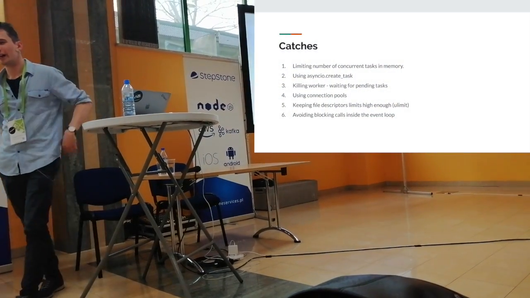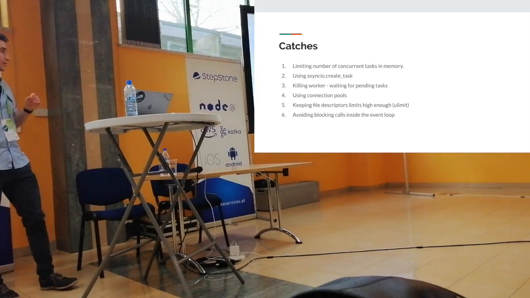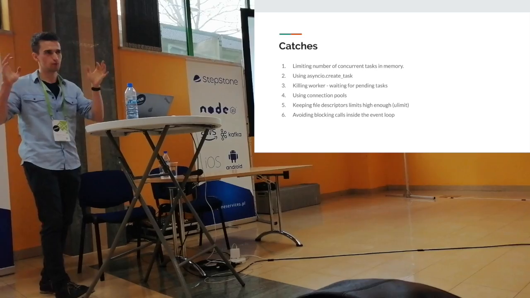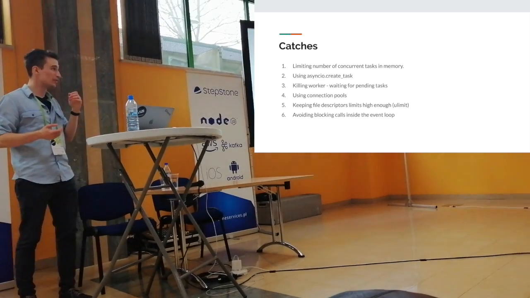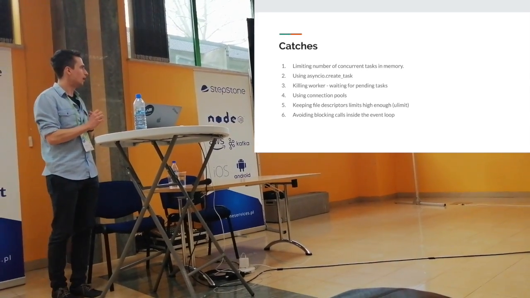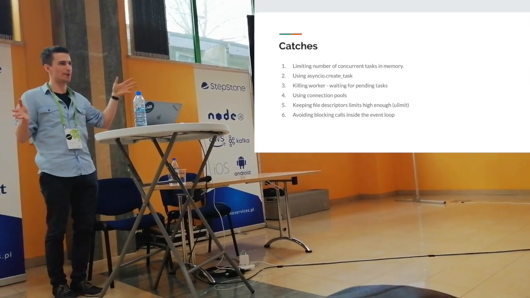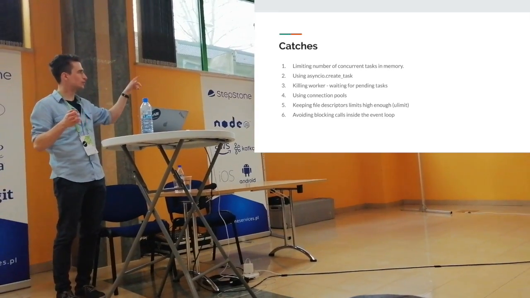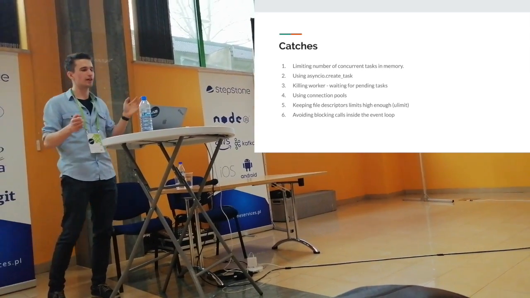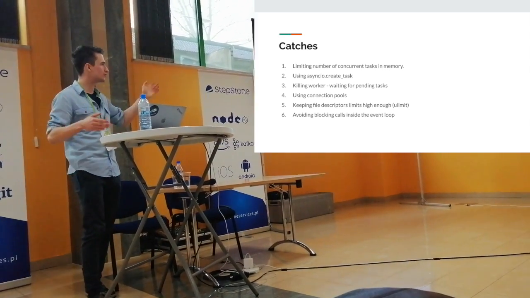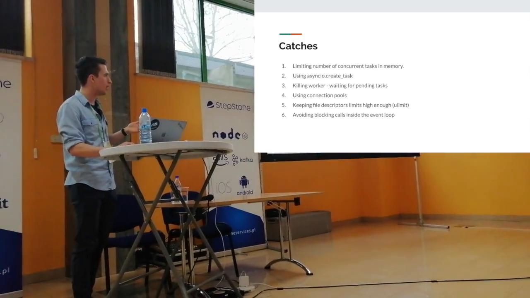Because there are some catches. The code looks nice, but I've already mentioned some of them. You need to keep several things in mind if you're doing asynchronous work. Maybe you're not writing the worker, but you have asynchronous code in your job on a daily basis. For example, you need to limit the number of tasks in memory. I've already mentioned that, because you will run out of memory if you don't. You need to use asyncio create task if you want to have many tasks in memory. If you're killing the worker, there may be some tasks already running, so you need to wait for the pending tasks. It's also worth keeping in mind when doing this kind of worker.